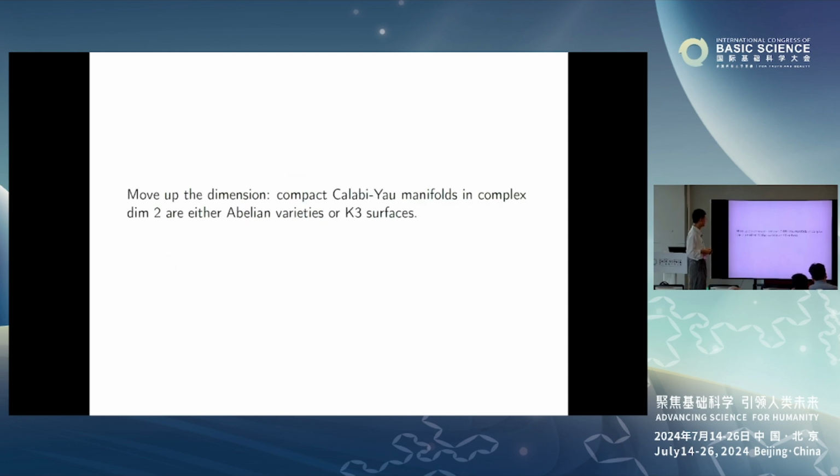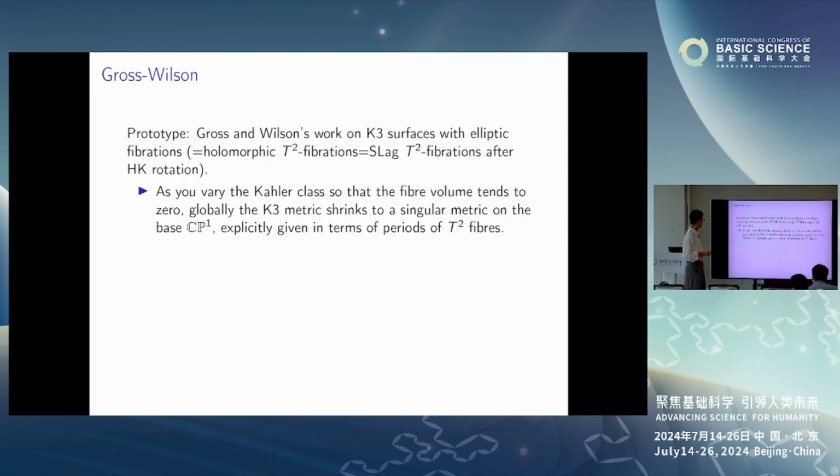So when you move up the dimension to complex dimension 2, the only complex Calabi-Yau manifolds are either abelian varieties, which we already understand, or K3 surfaces. And in the K3 case, you already see some relatively serious stuff. So the prototypical work is the construction done by Gross and Wilson about 20 years ago. What they studied is a K3 surface with elliptic fibrations.